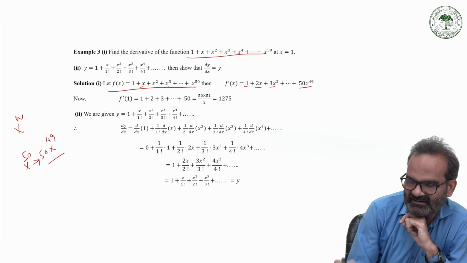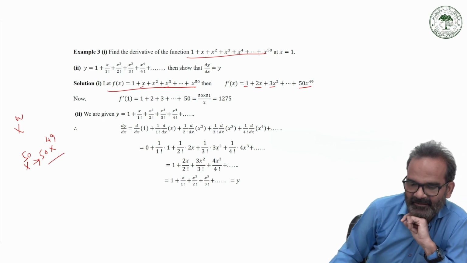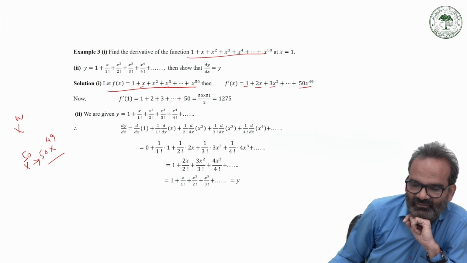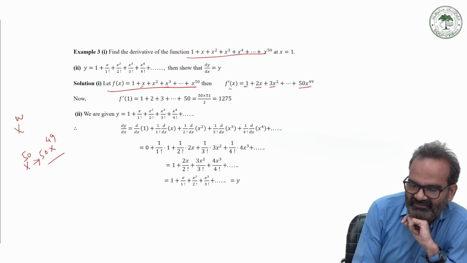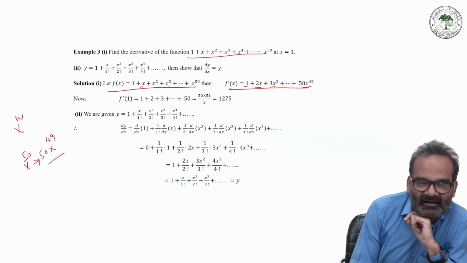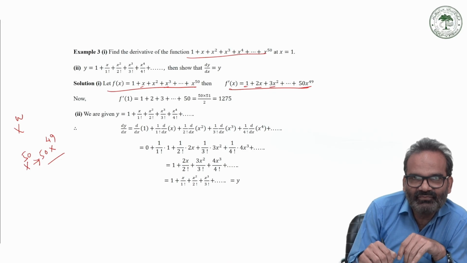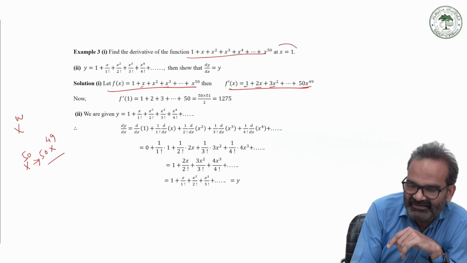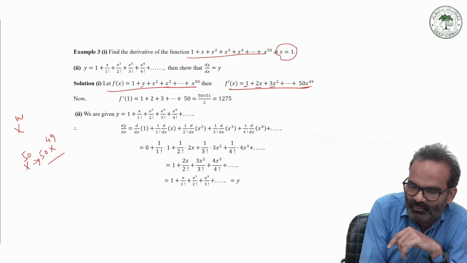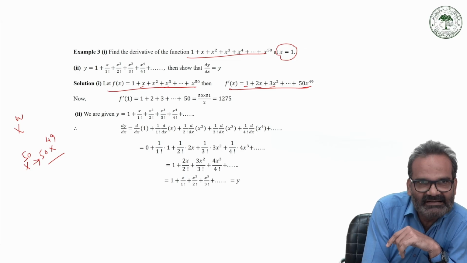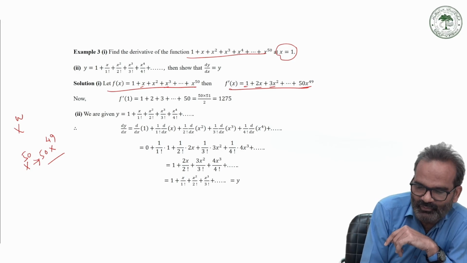So this is your f dash x. What you want to calculate is the derivative, simple. And you have been asked to find the derivative at the point x equals 1. Now put x equals 1 in this derivative. If we put x equals 1, what will we get? 1 here, 2 into 1 is 2, 3 into 1 is 3, 50 into 1 is 50.